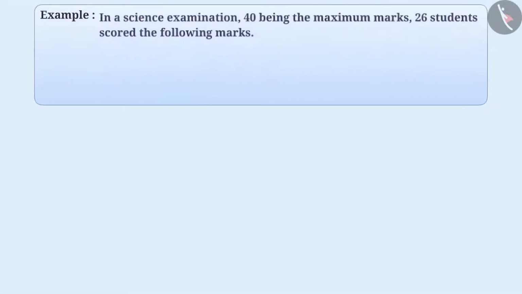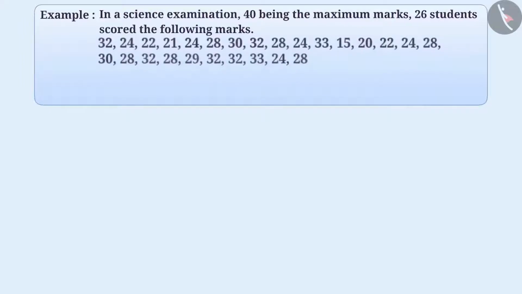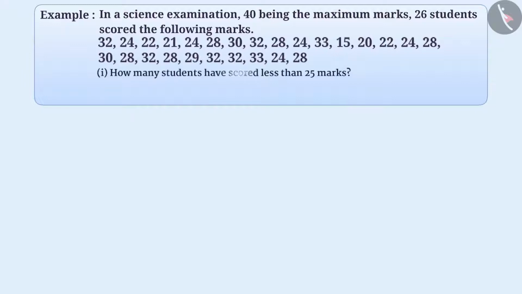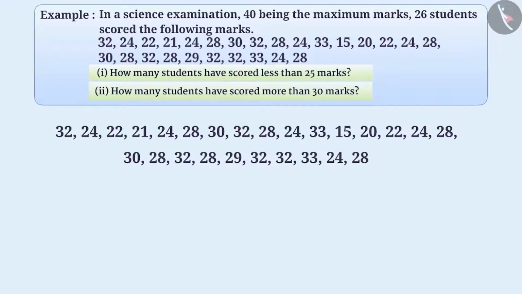In a science examination, 40 being the maximum marks, 26 students scored the following marks. Find out how many students have scored less than 25 marks. How many students have scored more than 30 marks? Here are the marks obtained by 26 students. We have to find out how many students have got less than 25 marks and how many got more than 30 marks. Information is shown here randomly.